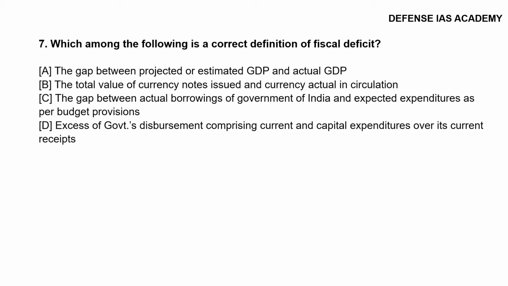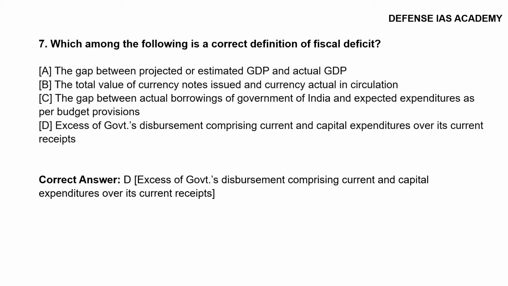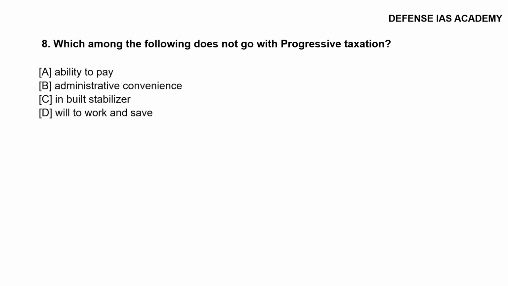Question number 7. Which among the following is the correct definition of fiscal deficit? The correct answer is option number D, excess of government's disbursement comprising current and capital expenditures over its current receipts. Question number 8. Which among the following does not go with progressive taxation? The correct answer is option D, will to work and save.